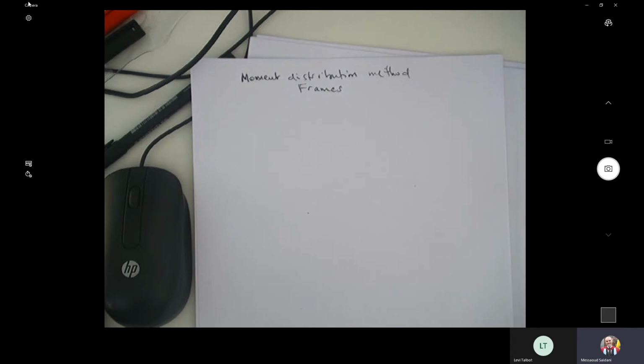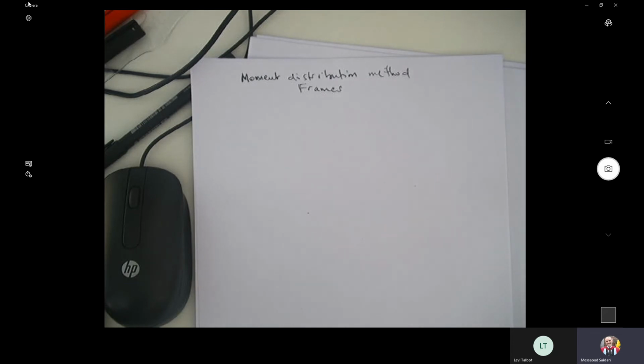You can have a one-bay frame. You can have multi-bay frames, multi-story frames. So there are all sorts of frames that we could potentially do. But obviously, we haven't got a lot of time to do a lot of frames. So I'm just going to show you a few examples on how to use the moment distribution method for frames.